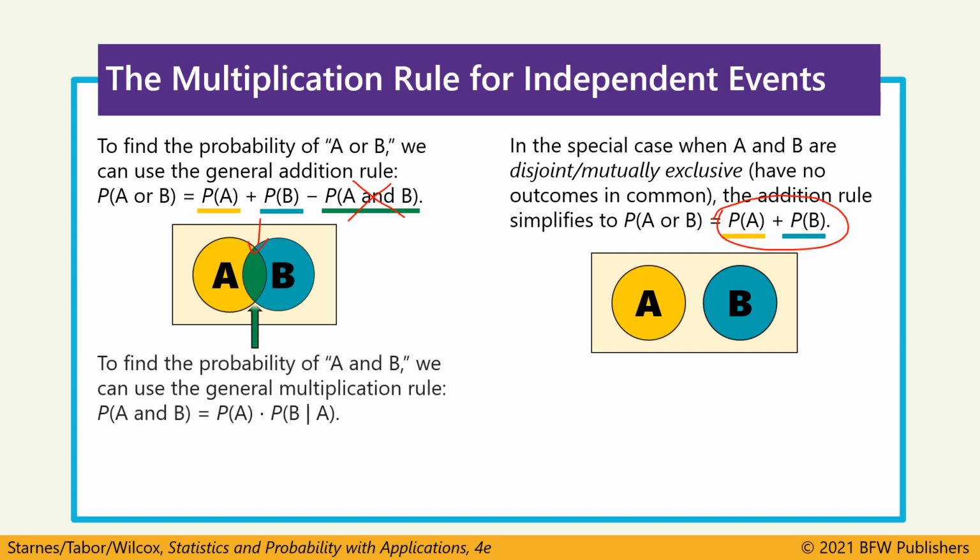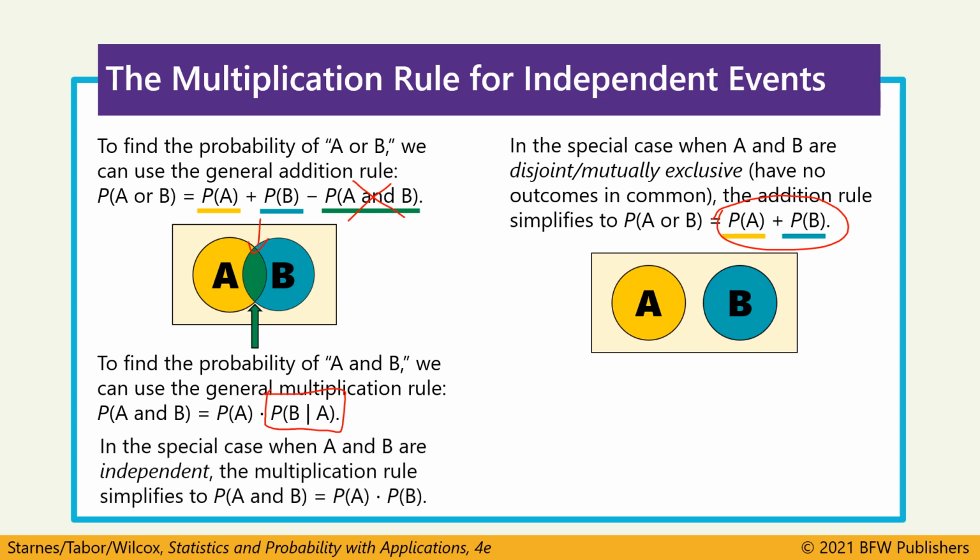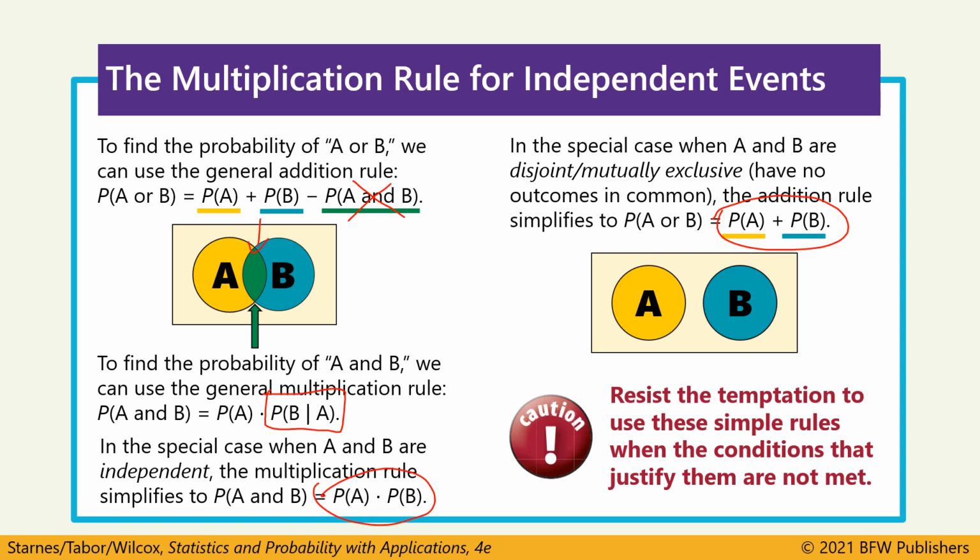When it comes to multiplying, if the events are not independent, we use a conditional probability for that second probability. And if they are independent, we can just multiply them together. We want to make sure that we're justifying which rule we're using by identifying these events as either independent or not independent.